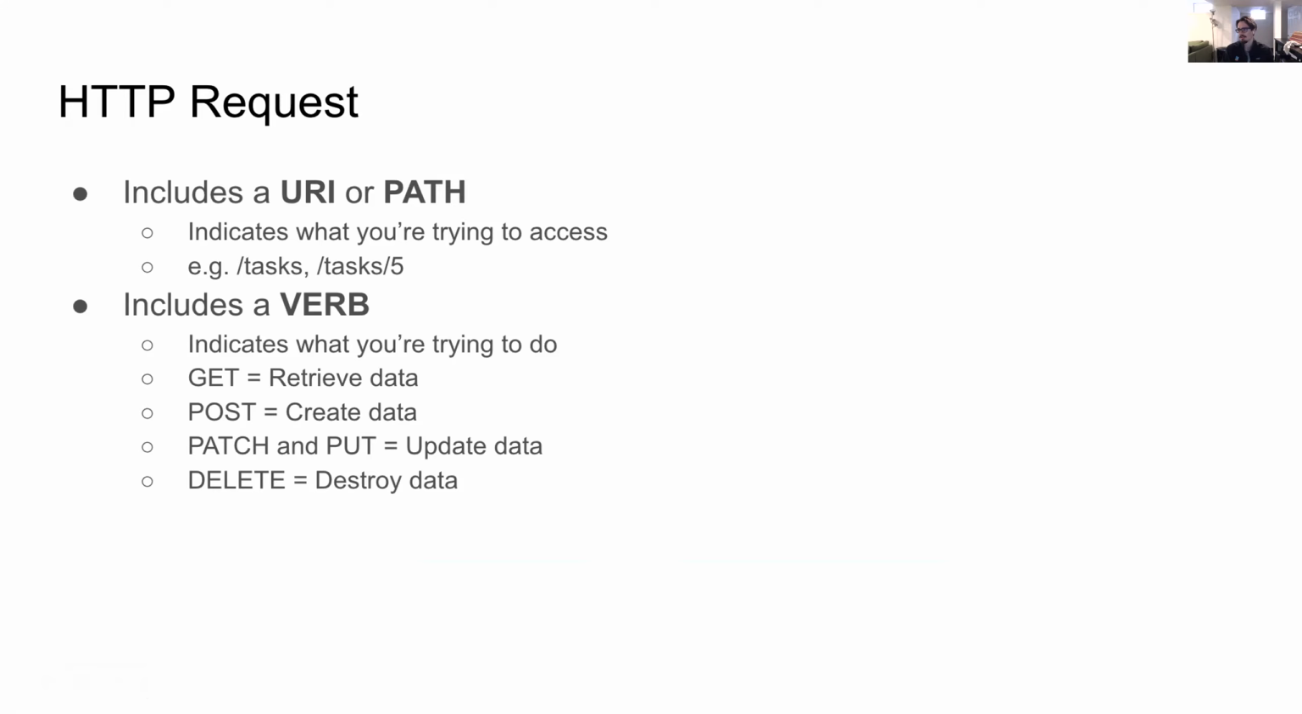Another example might be, if we think about our task manager, a task has a description and a title. So a patch would be more like I'm updating one of those attributes, like I'm updating the title or I'm updating the description. If I'm updating both of them, so I'm updating the entire resource, a put might be more appropriate.